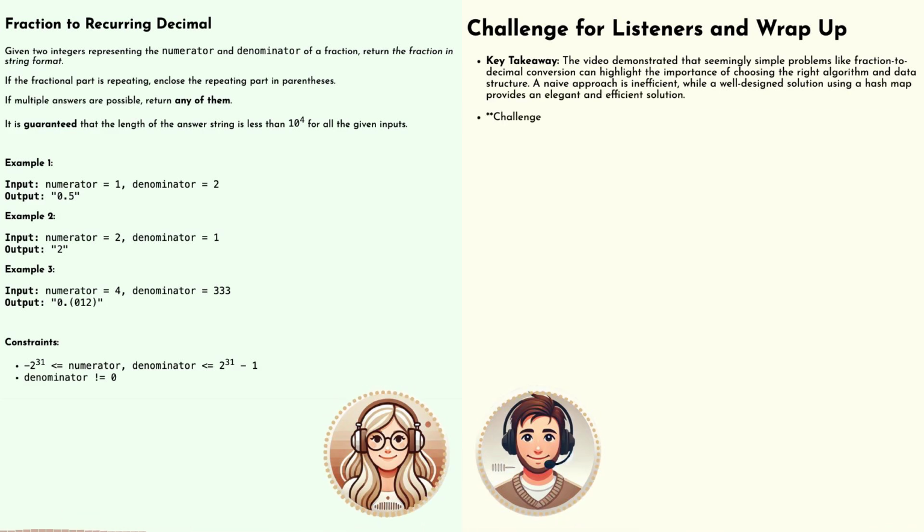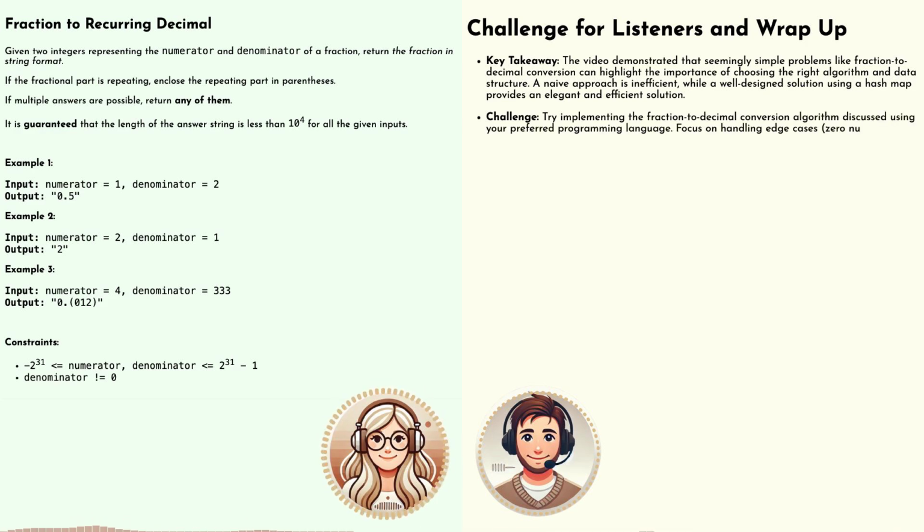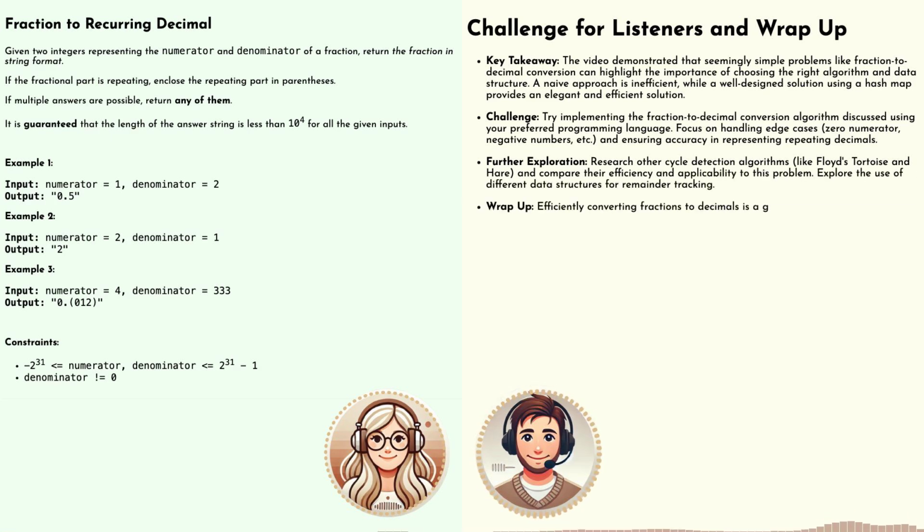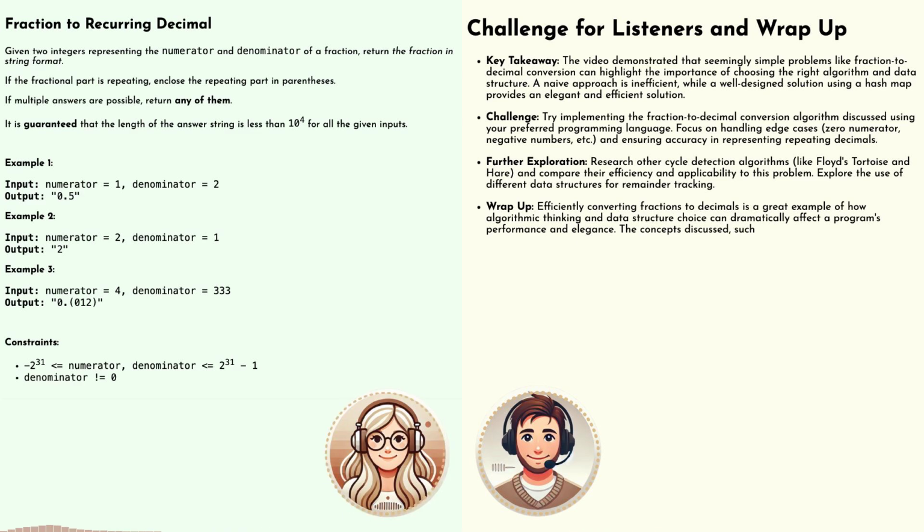Here's one that builds on what we've been discussing. How would you adapt this hash map algorithm to handle irrational numbers like pi? Ooh, that's a good one. Irrational numbers have those infinite non-repeating decimal expansions, so our current method wouldn't quite work. Exactly. It requires a different approach altogether. It might involve looking at continued fractions or other advanced techniques for representing those irrational numbers. That's definitely something for our more ambitious listeners to explore.